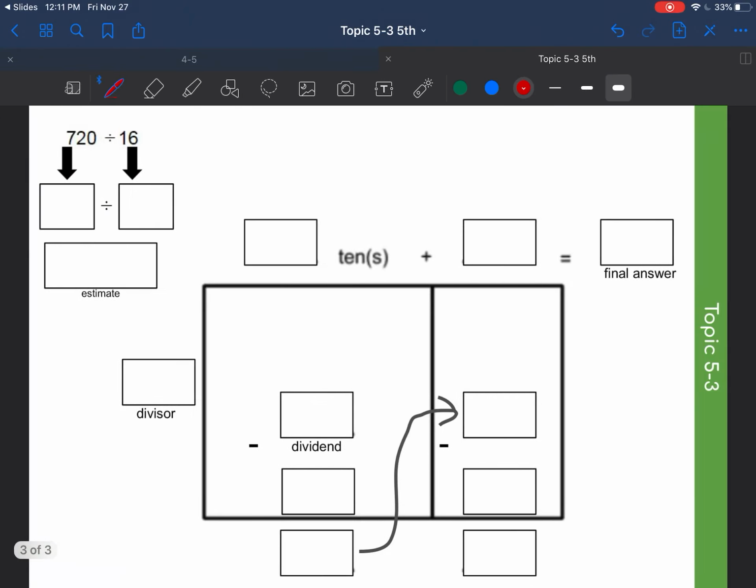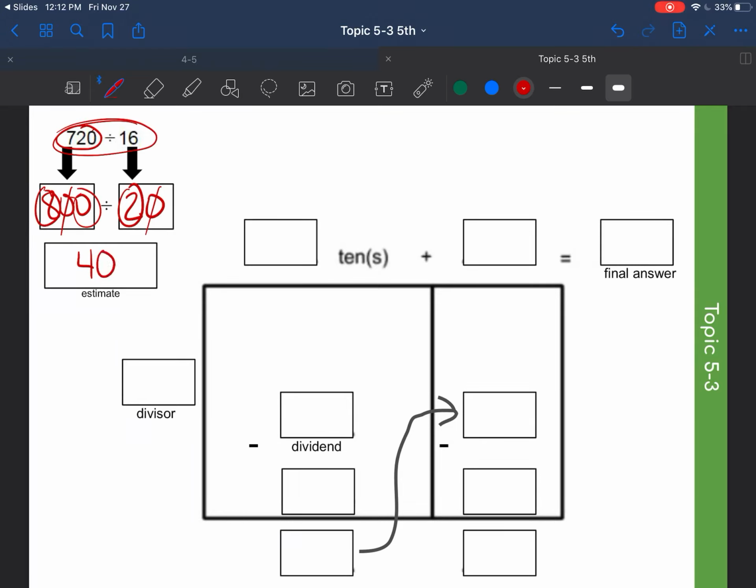Let's try one more. All right, so for this one, we'll estimate, and then I want you to try to solve this area model by yourself in your notes first. I want you to try this by yourself, but first let's estimate. So estimate this answer in your notes and see what you get as your estimate. Well, for this, 16 I can change to 20, okay? And then I'm looking at 720. Okay, I could even change the 720 to 800. So my basic fact is 8 divided by 2, which is 4.